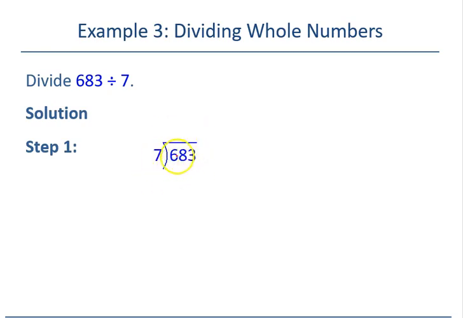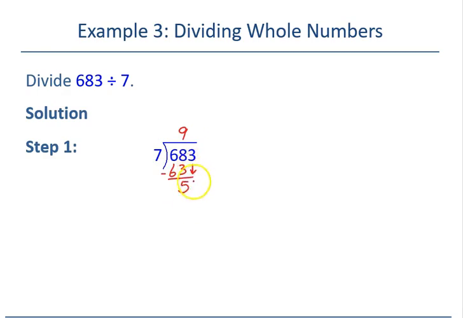So how many times will 7 go into 68? Well, it's not going to go in evenly, but the closest I can get is going to be a 9. And I'm going to place this 9 right above the tens place right there. Now here's what we're going to do. We're going to do 9 times 7. Well, that's going to be 63. Then I'll subtract this. 68 minus 63 is going to give me a 5.